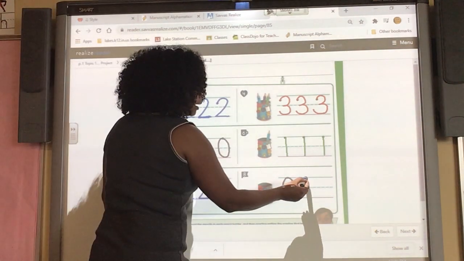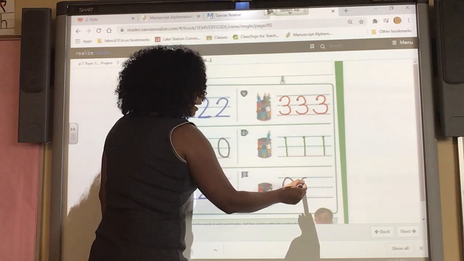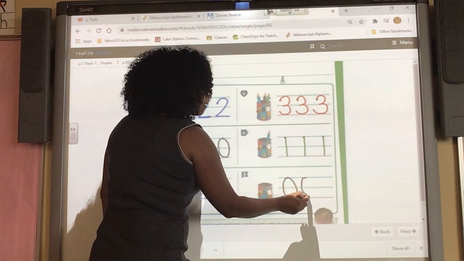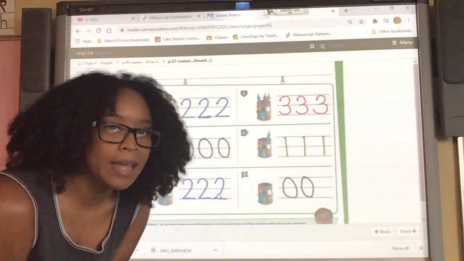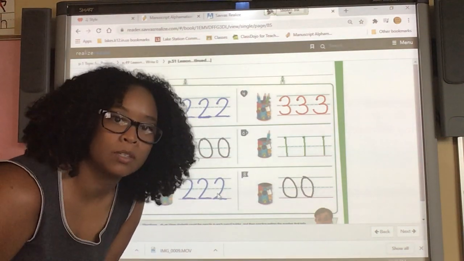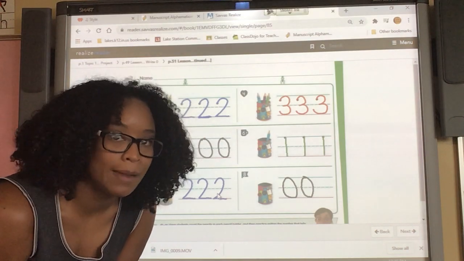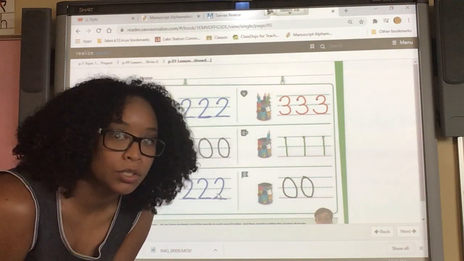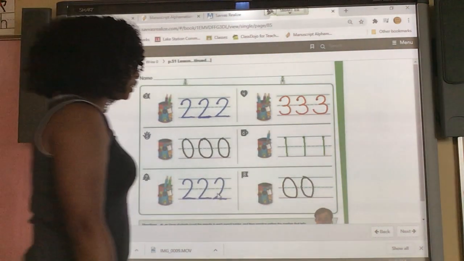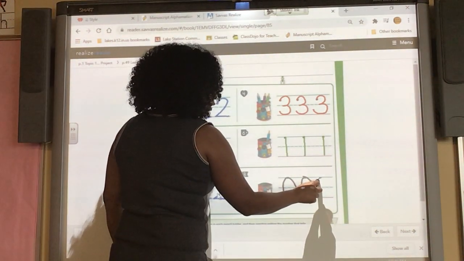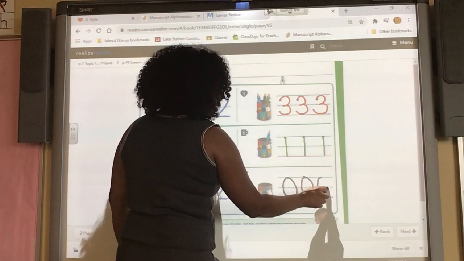Here we go again. We're at the top, curve around, and to the bottom, curve a little bit, and back to the top. And it's okay, it doesn't have to look perfect because this is probably a lot of ours first time writing the number 0. So just do your best. We have 1 more to write. Start at the top, curve around to the bottom and back to the top.